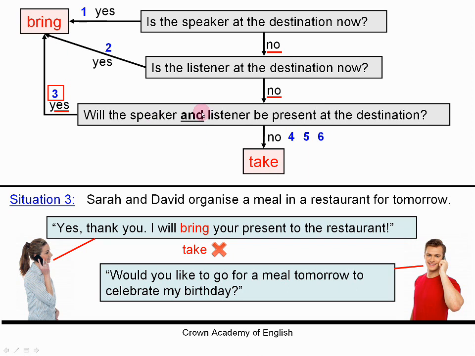If the answer here was no, so in other words, if David was not going to the restaurant, then Sarah would have said take. Okay? So that is why this is important. And the direction is towards the listener, in fact. It is towards David in the future.